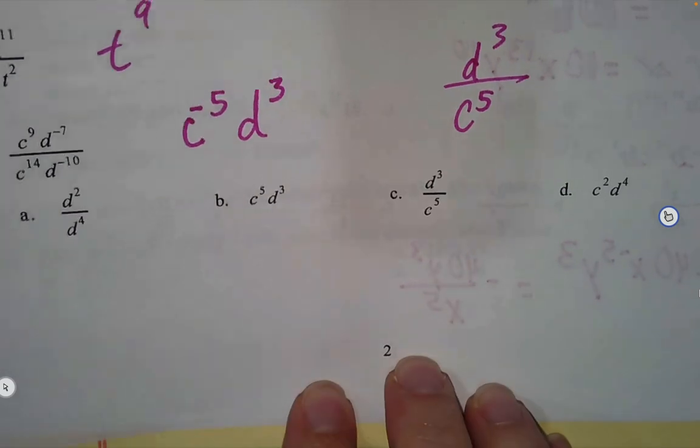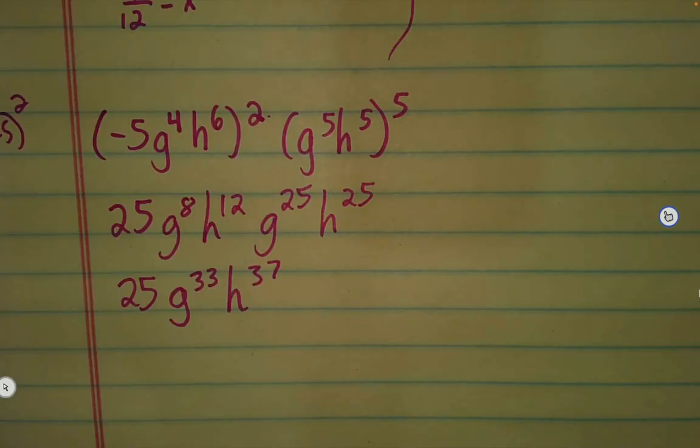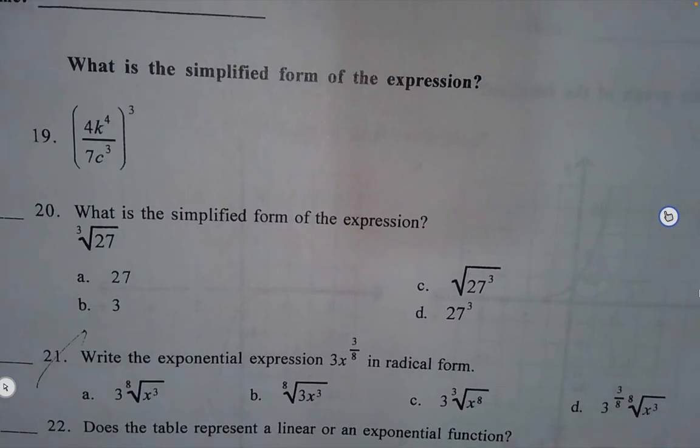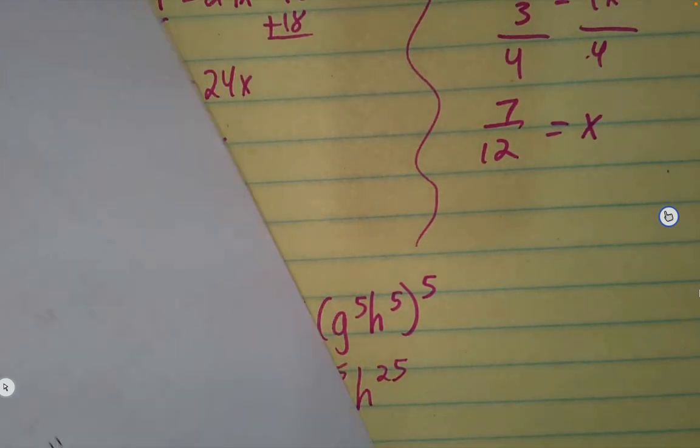Okay. Can I keep going? Oh, yeah. I know this is going so quick. Was it B or C? It was C. It was C. 18 is C.